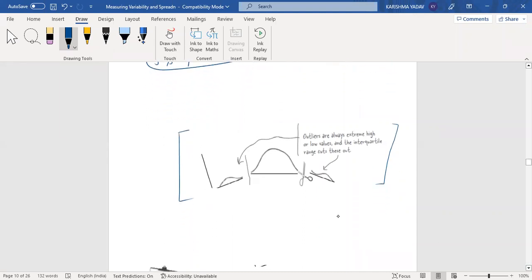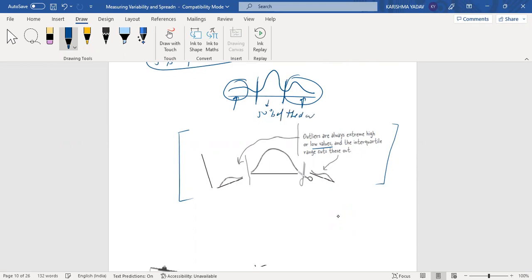That is, if this is the graph that we have like this one, then it is going to cut out the outliers. The outliers are always extremely high or extremely low values. So extremely high values will be cut into this part, that is the upper quartile, and extremely low values will be cut out into this part, which is the lower quartile. And we have the remaining part, that is my 50% of the data.